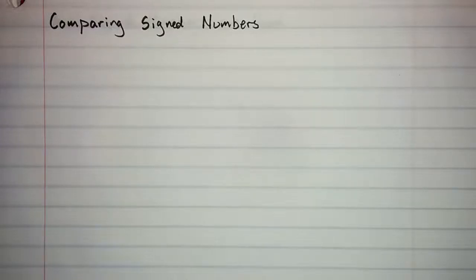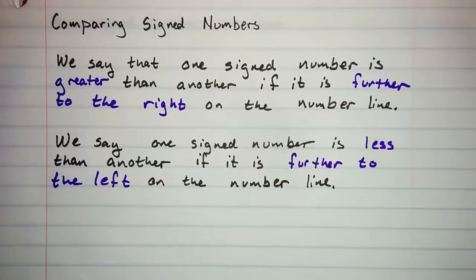Now, often we want to say which of two signed numbers is greater. And we're going to continue to use the same definition of greater that we've been using all along. We say one signed number is greater than another if it's further to the right on the number line. We say it's less if it's further to the left.